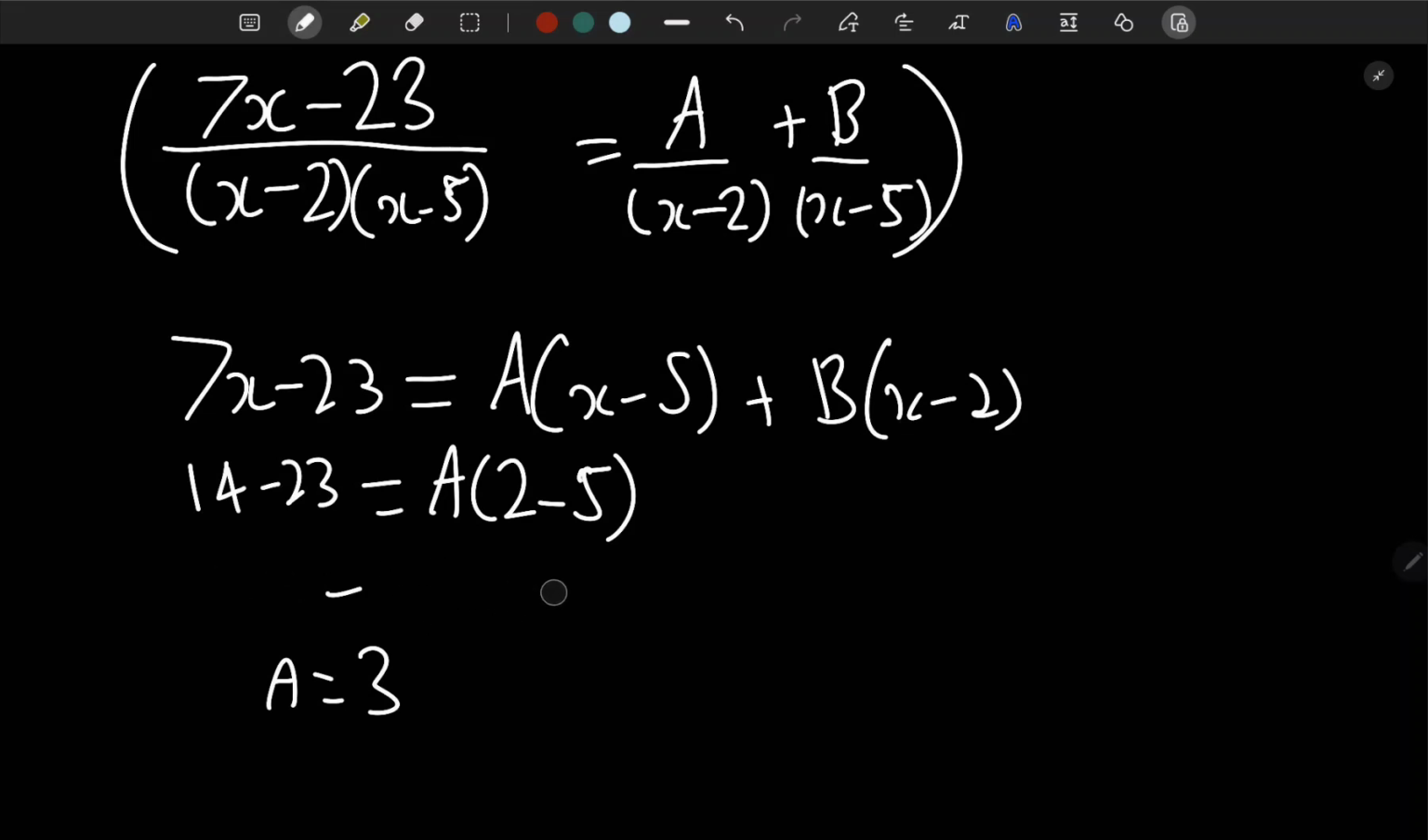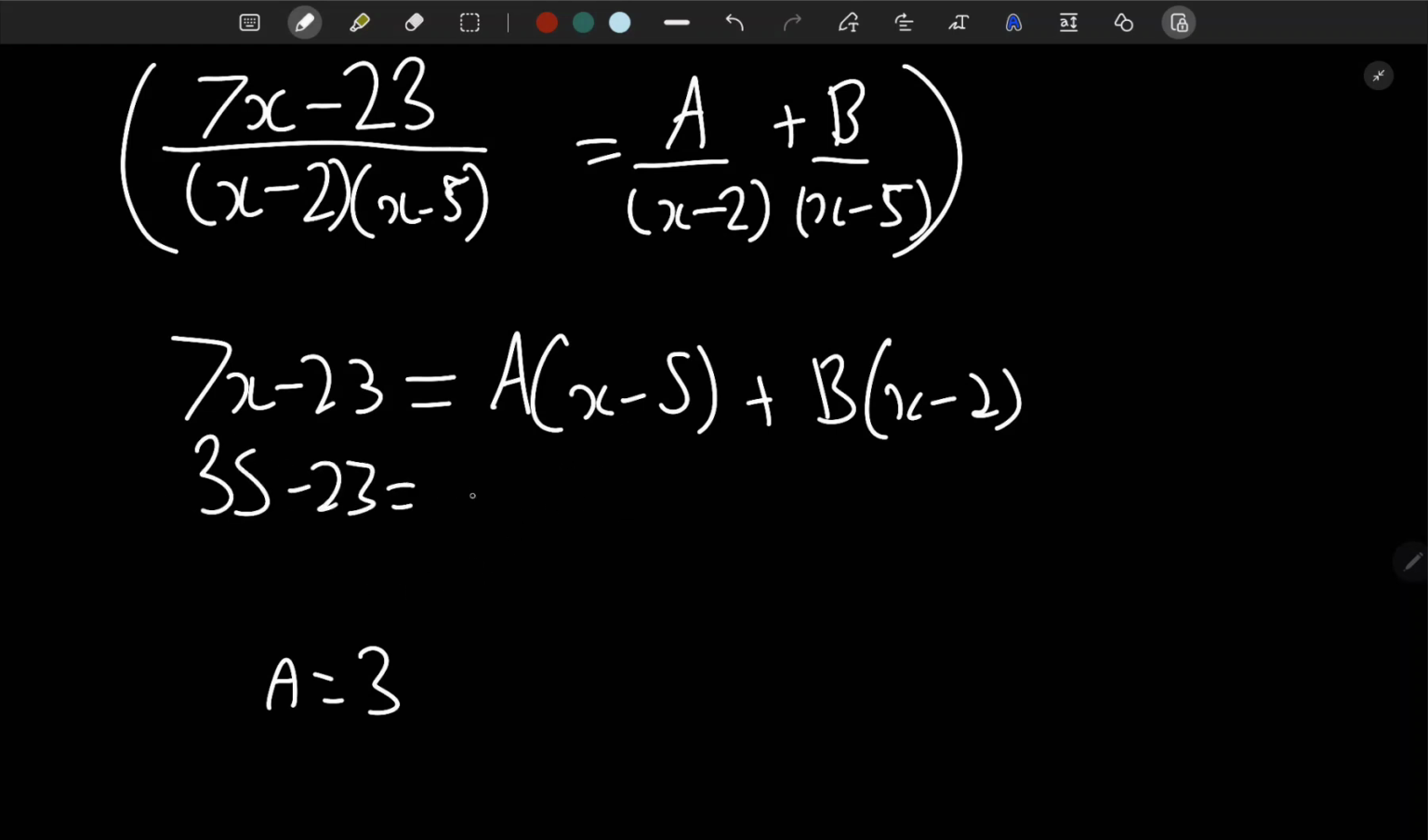And for b, we can substitute 5 for x, so we will get 35 minus 23 is equal to a into 0 plus b into 5 minus 2, so 3, and solve for b now. This part here is 12 is equal to 3b. I think, yeah, it's fine. So b here will be equal to 4.